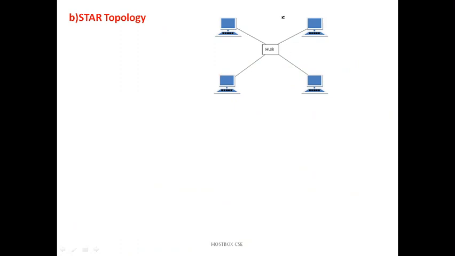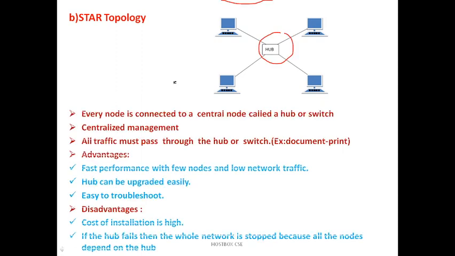Let's come to the star topology. As seen in the diagram, the computers connect to a central device called a hub. Every node is connected to the central node, a hub or switch, which follows centralized management. Remember, all traffic must pass through the hub or switch.